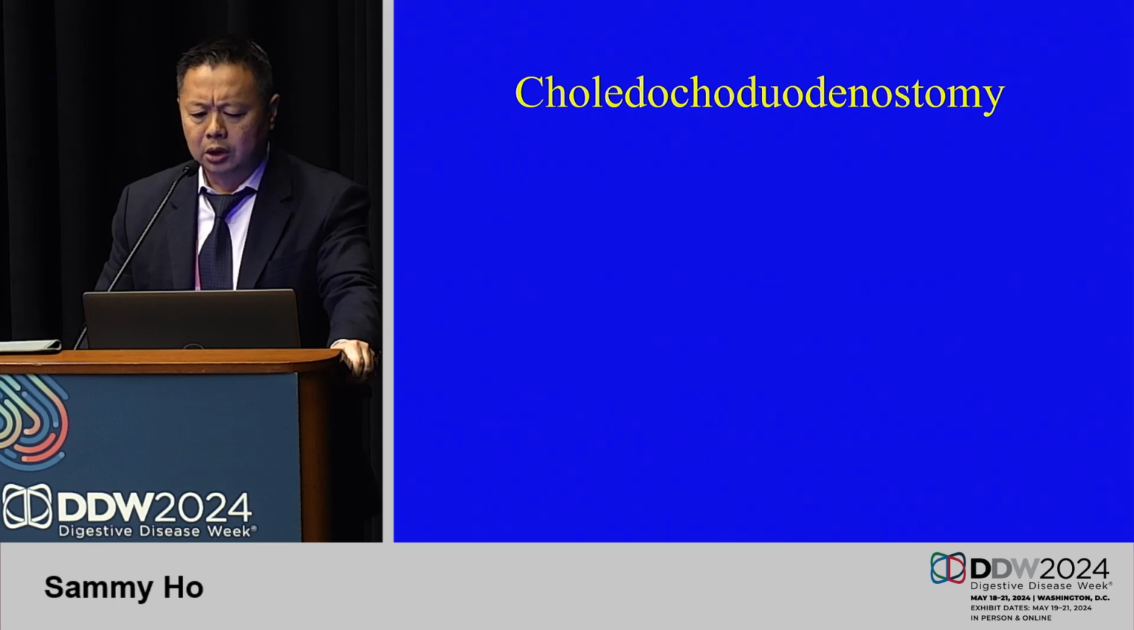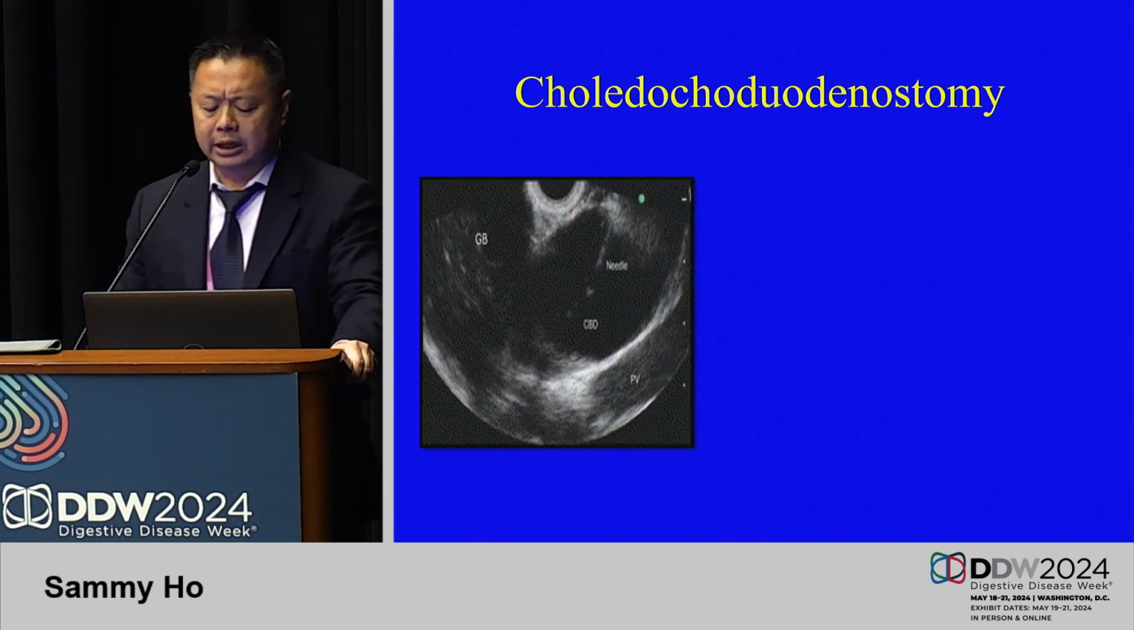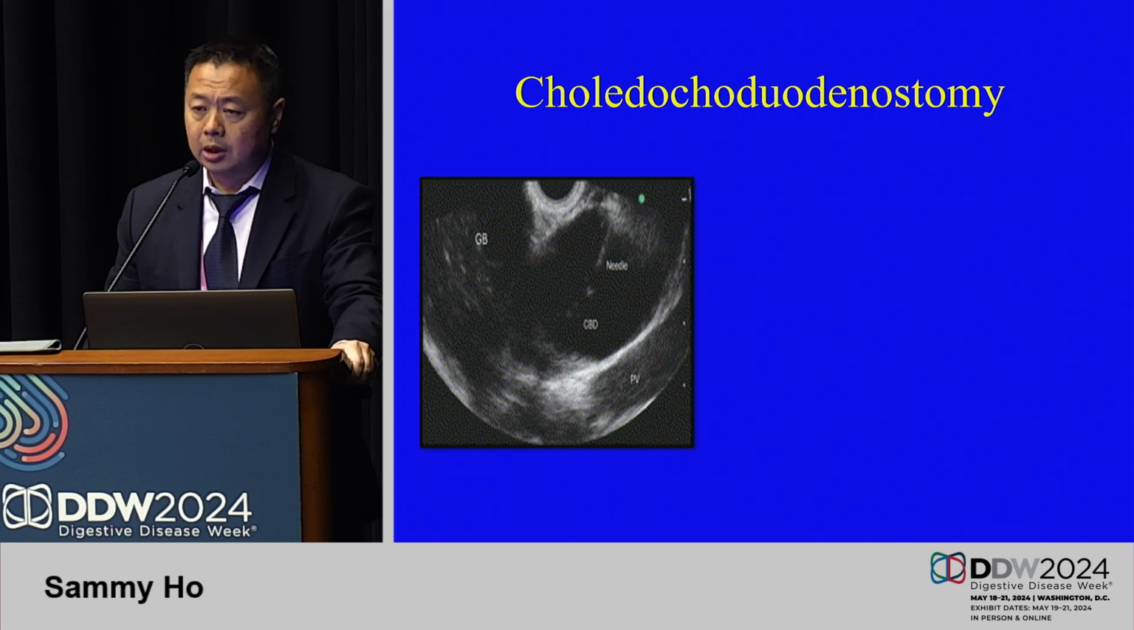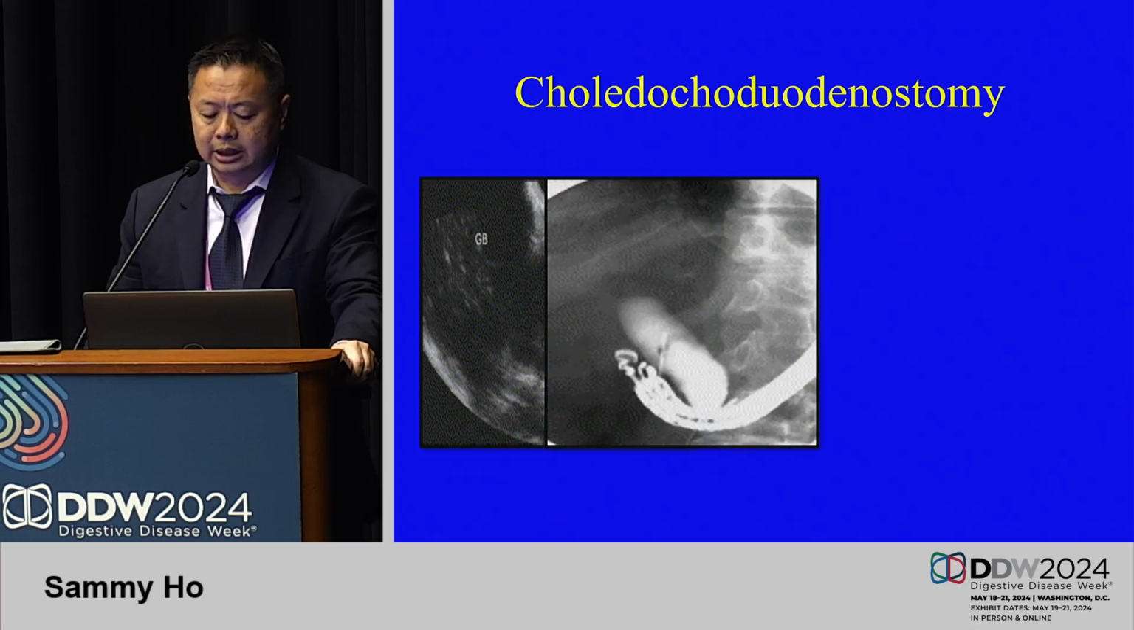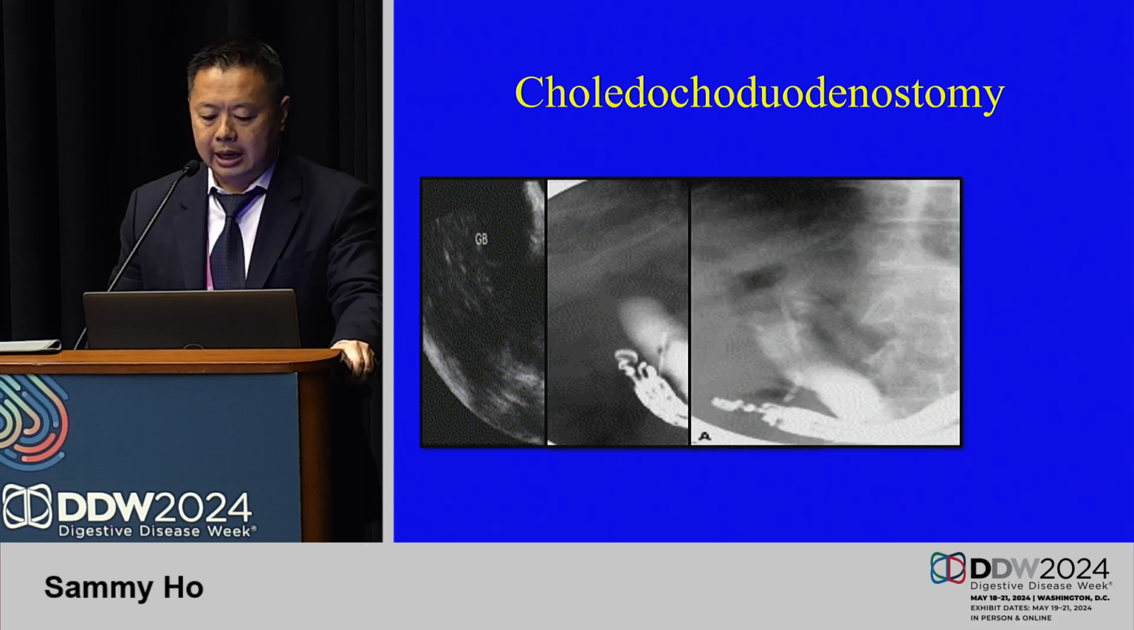A choledochoduodenostomy, by having the EUS scope usually in the duodenal bulb, we have great access into the extrahepatic duct or the main bile duct, inject contrast to confirm location, and a stent is placed.